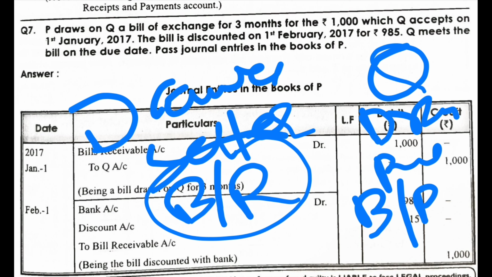Whenever you are doing bills of exchange, for the seller the bill will be the same, but when we are writing in the book of the seller, that means whoever is drawing the bill, P is drawing the bill, so P is the seller. Whoever draws the bill is the seller. Who accepts the bill? Q accepted, it is given. So whoever accepts the bill is the purchaser, or we call him the drawee. So when we are writing in the book of Q, we will write the bill as bills payable.